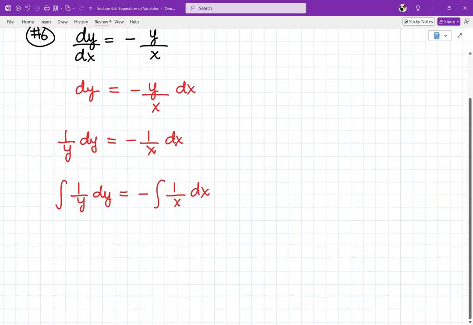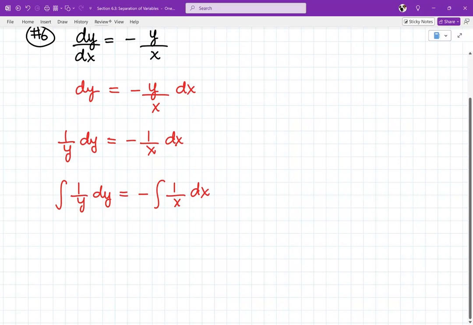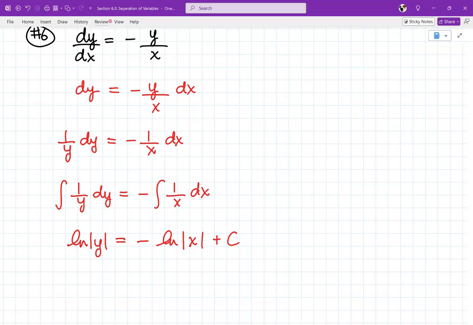All right, so I'm going to integrate both sides here. The integral of 1 over y dy is natural log of y plus c, but I'm going to wait to write that on the right side, minus natural log, I'm sorry, I forgot the absolute value, natural log of x, and then plus c. Okay, so I have the natural log of y, or absolute value of y, equal to negative natural log of x plus c.